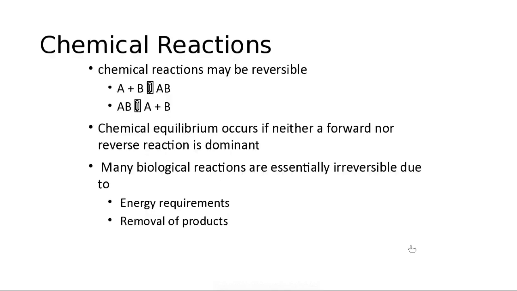Okay, chemical reactions may be reversible. You can have A plus B goes to AB, and then it may go down again into A plus B. Chemical equilibrium occurs when you finally get to a place where you get no more reaction either way, either forward or backwards. Many biological reactions are irreversible because of energy requirements, and also because products are broken down.